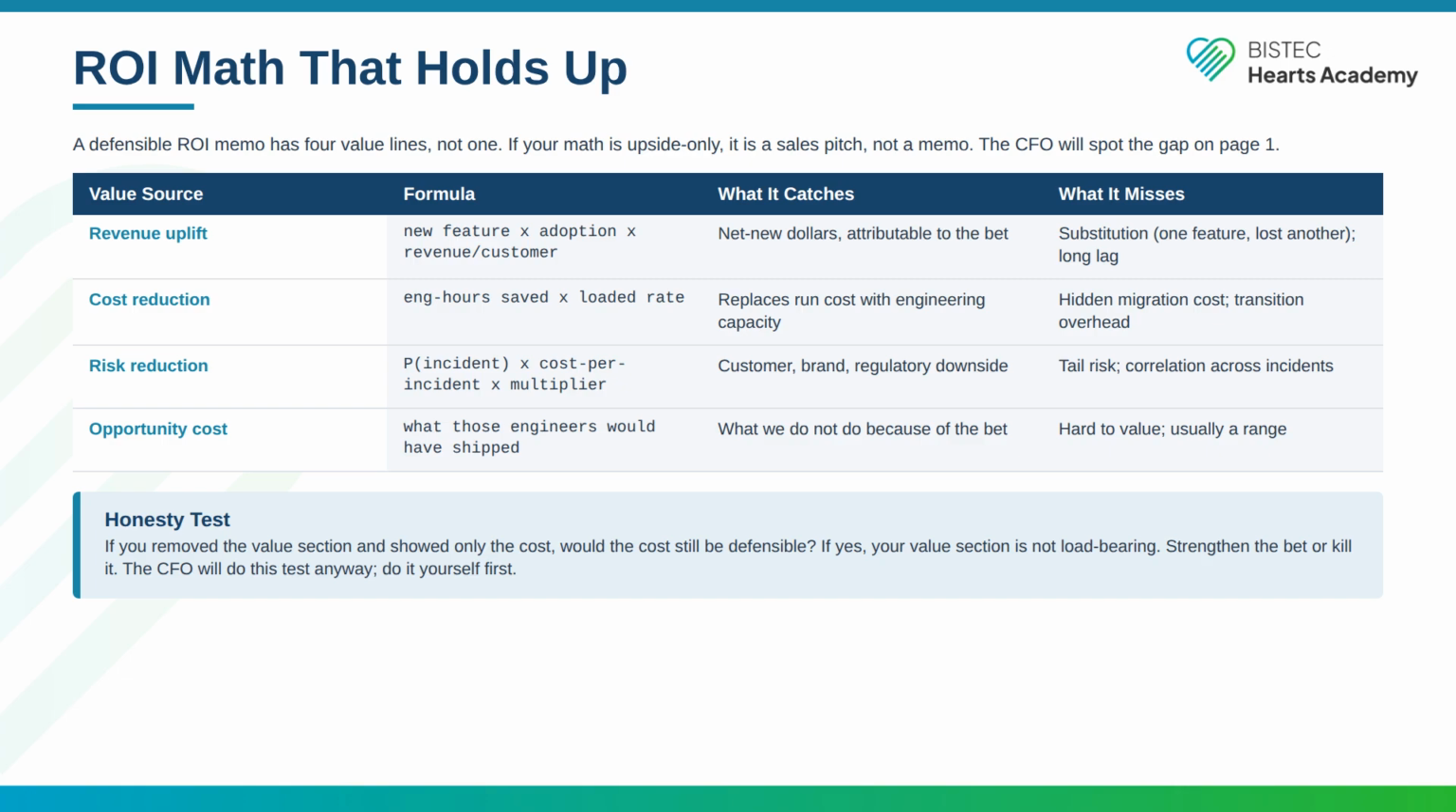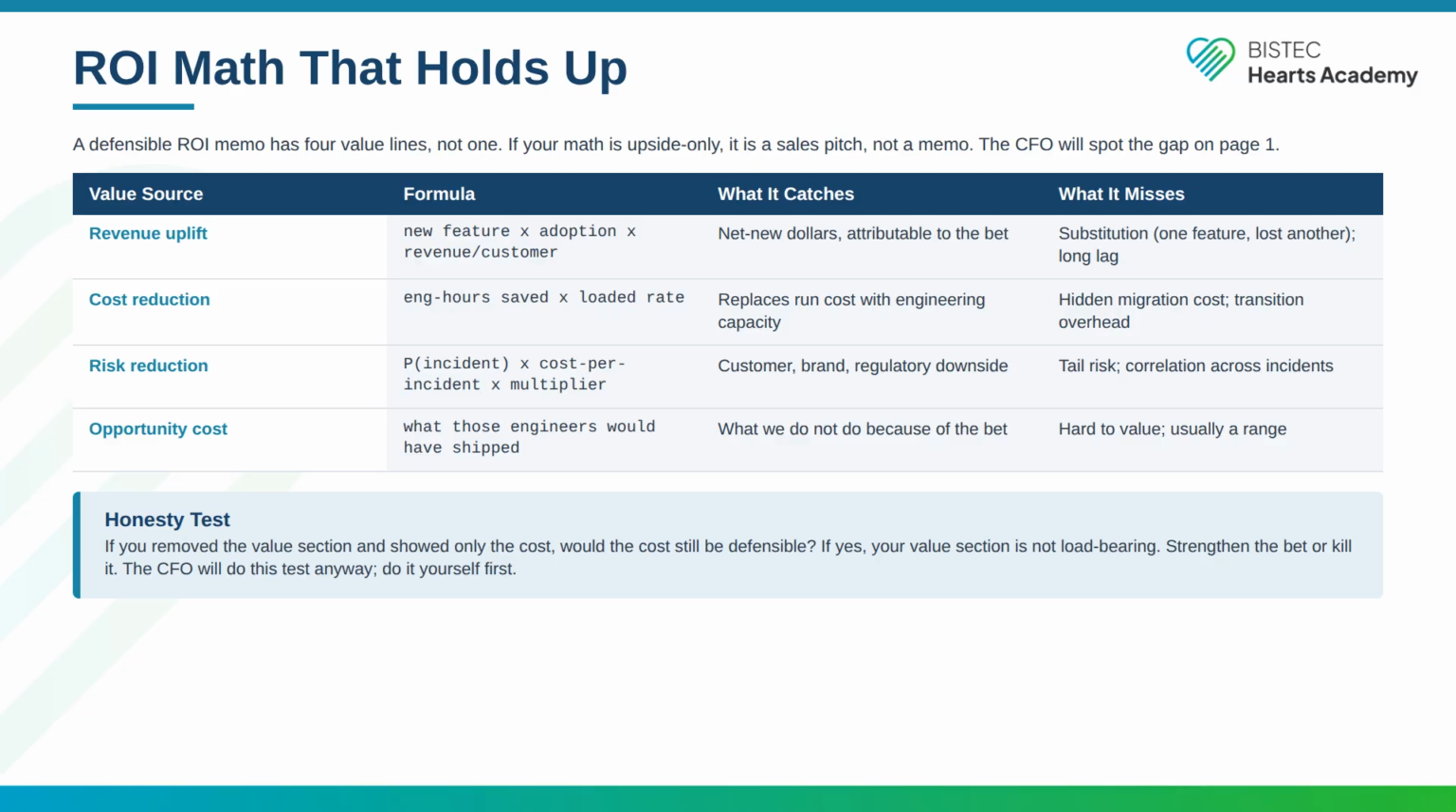Value source 2, cost reduction. The formula is eng hours saved times loaded rate. What it catches: the run cost the bet replaces with engineering capacity. What it misses: hidden migration cost and transition overhead. Value source 3, risk reduction. The formula is P of incident times cost per incident times a multiplier. What it catches: customer, brand, regulatory downside. What it misses: tail risk and correlation across incidents.